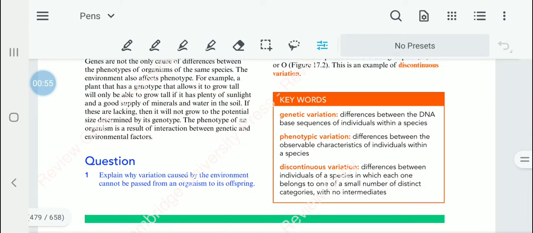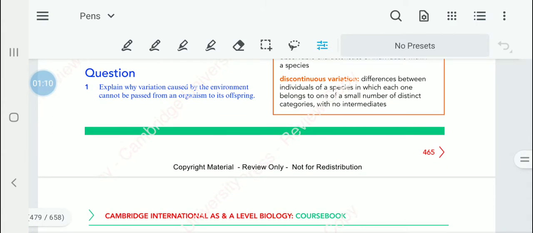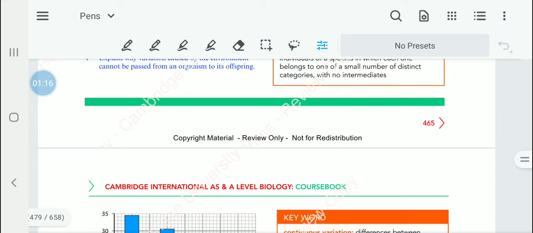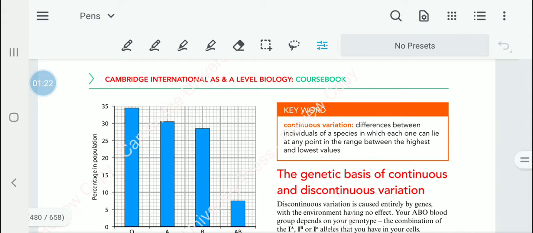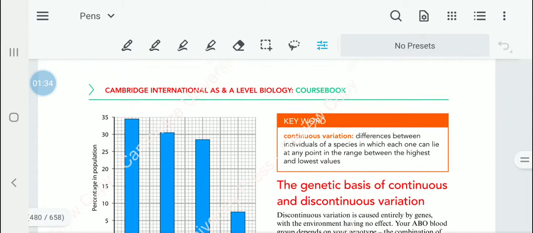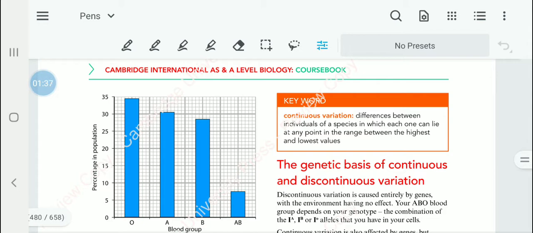Now the keywords that we have learned are genetic variation, that is the differences between the DNA base sequences of individuals within a species. Then phenotypic variation is differences between the observable characteristics of individuals within a species. Then discontinuous variation is difference between individuals of a species in which each one belongs to one of a small number of distinct categories with no intermediates. Then continuous variation will be differences between individuals of a species in which each one can lie at any point in the range between the highest and lowest values, that is, in between the extreme end and the lowest value.